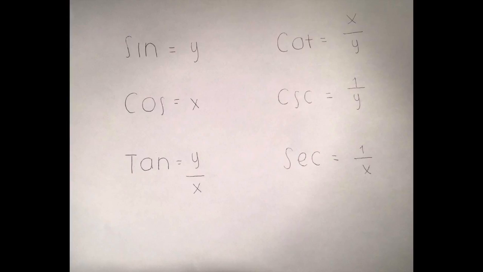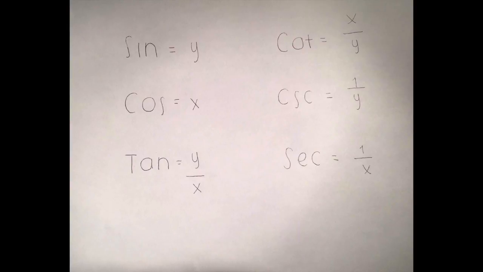Now, there are 6 different trigonometric functions. The first is the sine. It equals the y, the cosine the x, the tangent y over x, the cotangent will be x over y, the cosecant will be 1 over y, and the secant will be 1 over x.